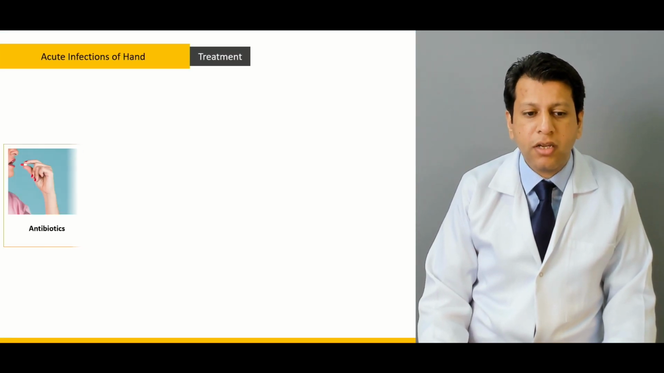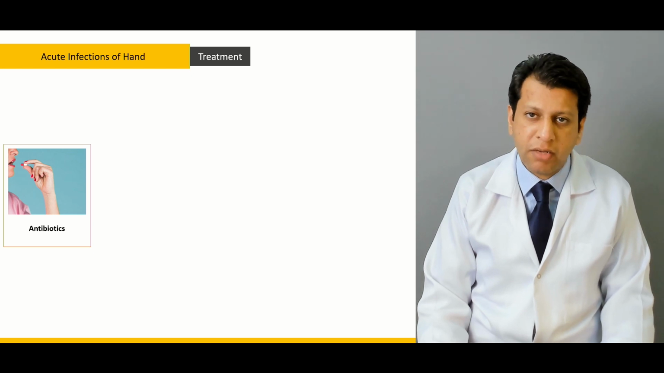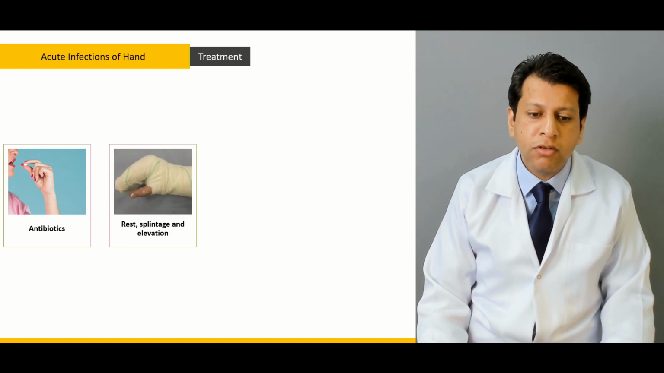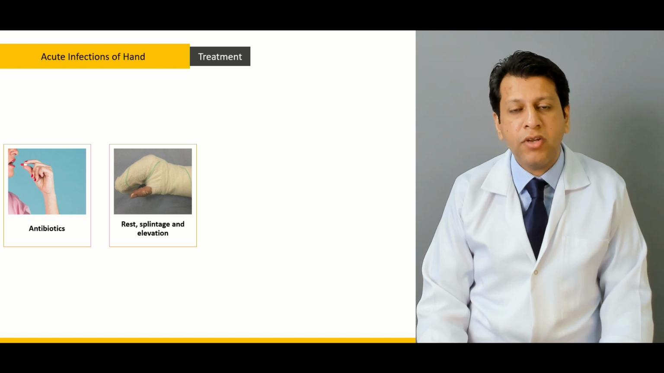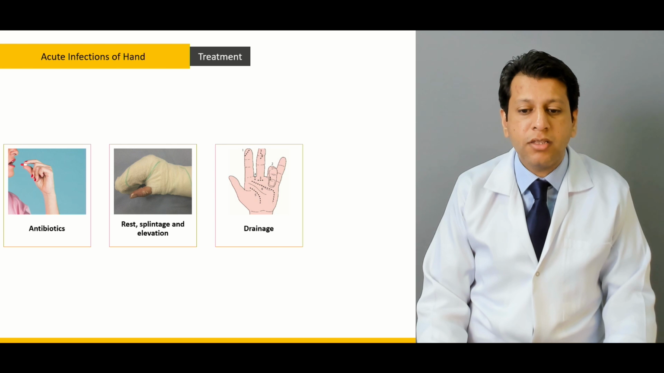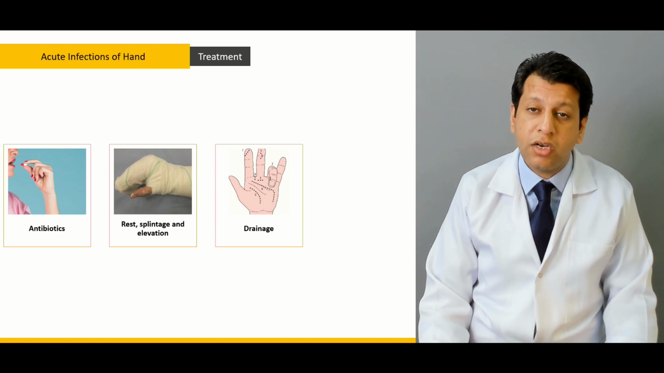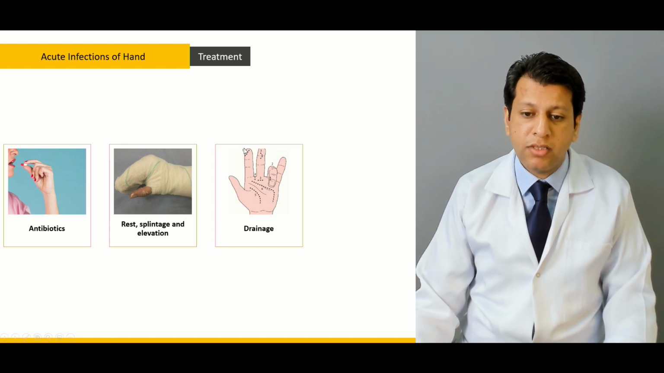Now acute treatment of the infection involves antibiotics, which could be IV or oral, rest, splintage and elevation, but what is more important is the drainage. If the swelling is severe enough, then this may lead to some form of compartment syndrome, for example in the case of the distal phalanx or at the distal or proximal interphalangeal joint.